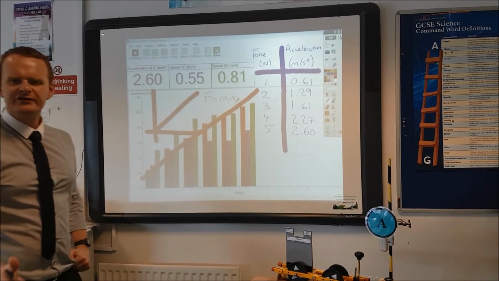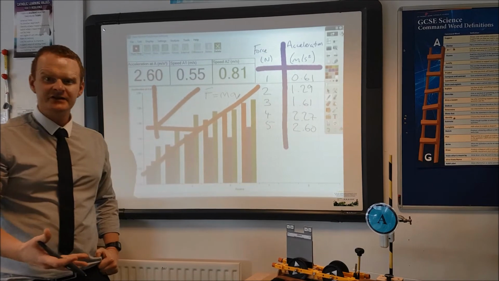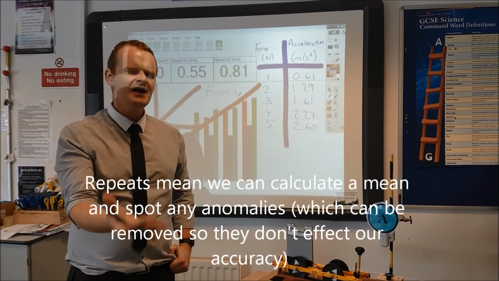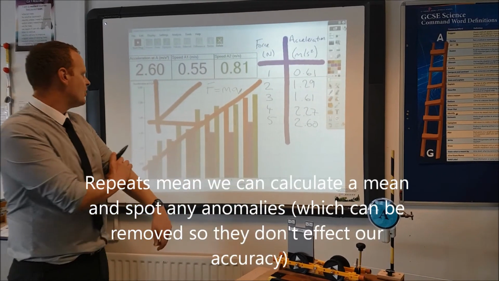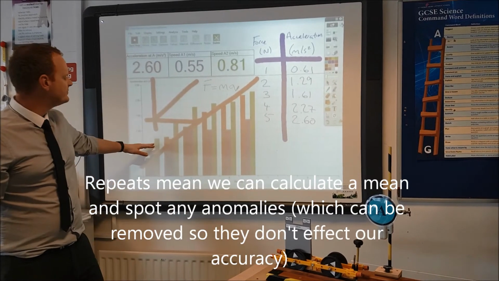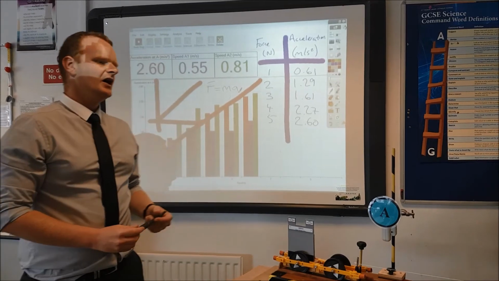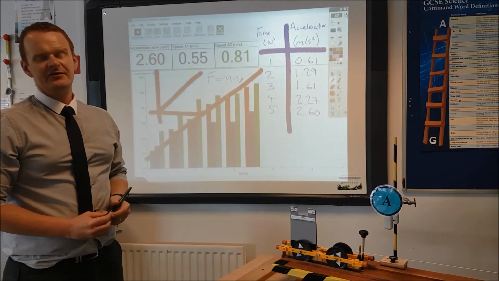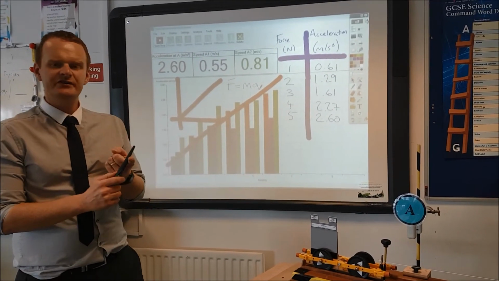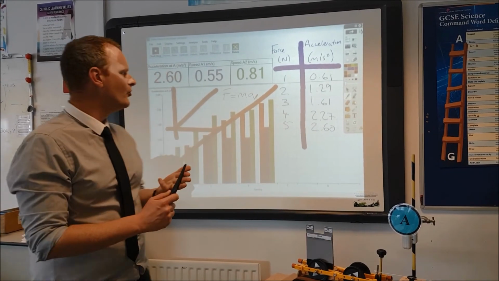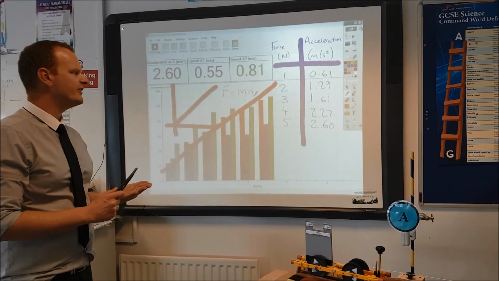If we had more time, we would do repeats, and you do repeats to get a mean and reduce any anomalies. Hopefully, if we did repeats, we'd see an even better proportional line. That is that for that one. Don't forget to mention the equipment, the light gates, the formula, and the fact that it's proportional.